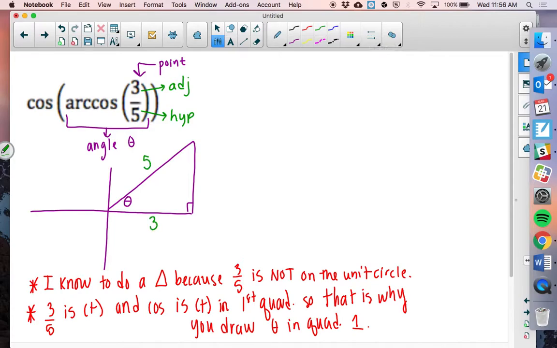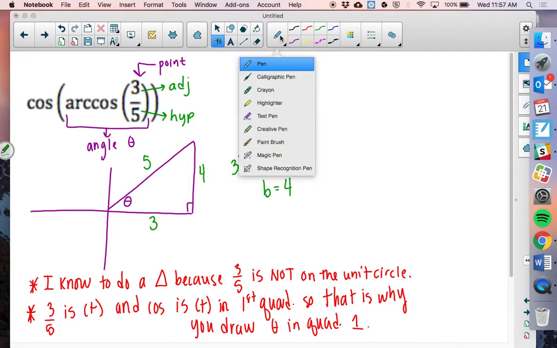Now, how do you find the third side of this triangle? Well, it's a right triangle, so you can use Pythagorean theorem. So go ahead and find that, the third side, sorry, not the fourth. So you set it up, 3 squared plus b squared equals 5 squared, and b ends up equaling 4. So that's our third side.